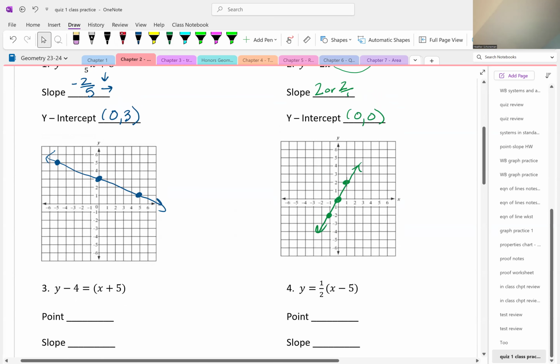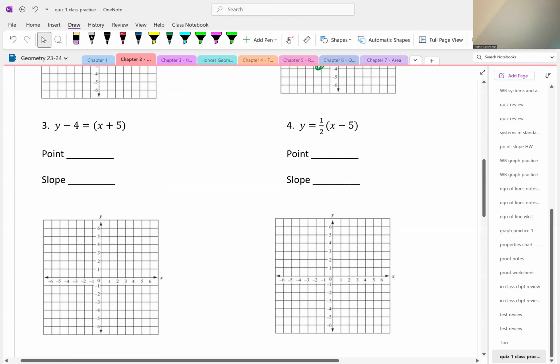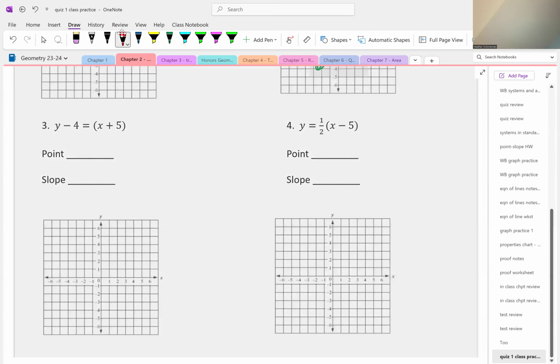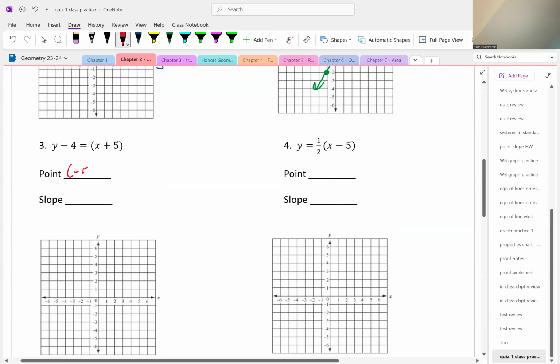Okay, now 3 and 4 are not in slope intercept anymore. They're in point slope form. And you know something is going to be point slope form once you see the parentheses. That's kind of your red flag. And the information you're trying to find is the point and the slope. So the point is the opposite of what's with the x and the y. So that's going to be -5 and then +4, because remember, it's always x first and then y.